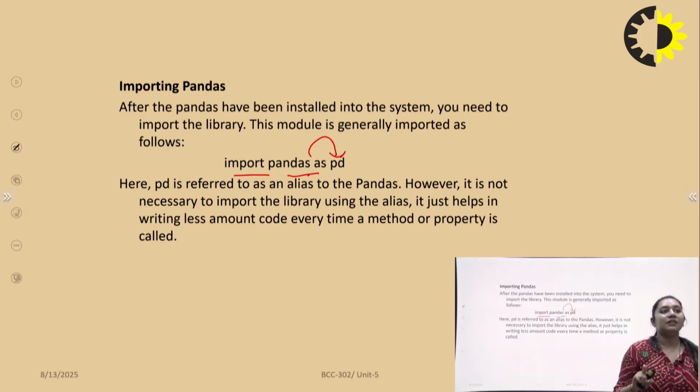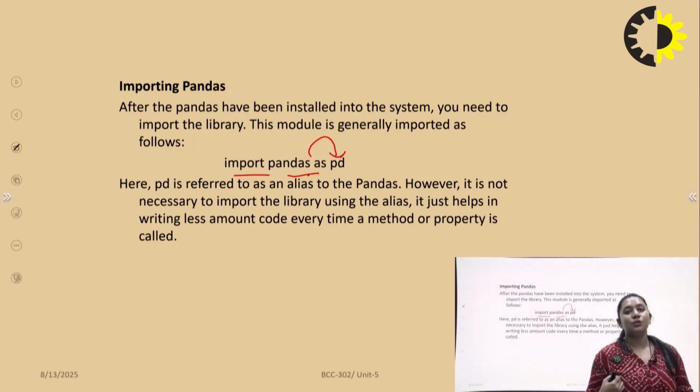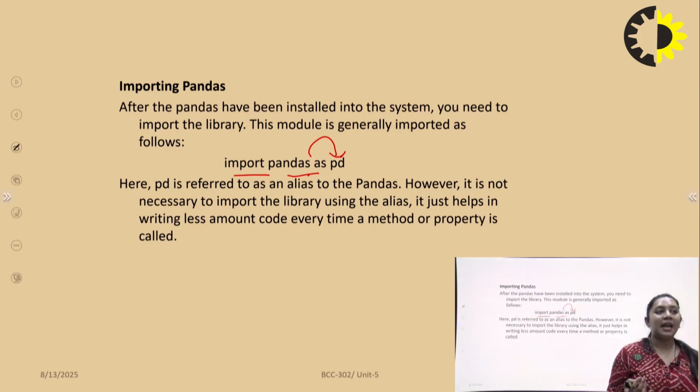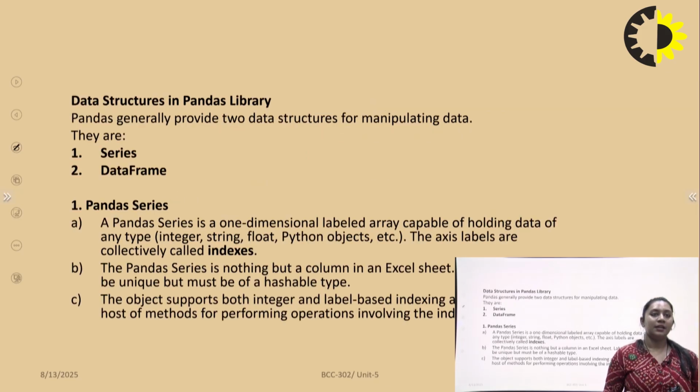So after installing the system, you just need to import the library. pd is referred to as an alias of pandas. It is not necessary to import using the alias, but it also helps in writing less code when using the methods, right? Next, there are two types of data structures in the Python library. Number one is data frames and the second one is the series. So let's talk about the series.